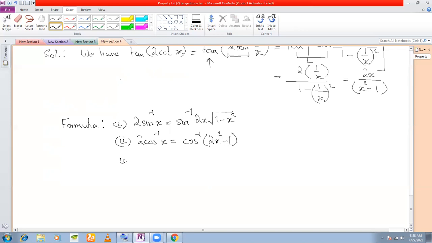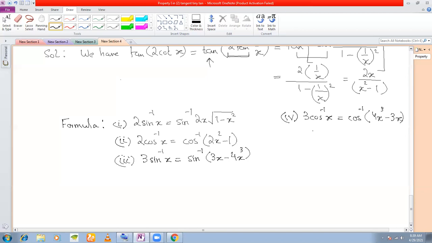Okay. Third one is 3 sine inverse x is equal to sine inverse 3x minus 4x cube. The fourth one is 3 cos inverse x is equal to cos inverse 4x cube minus 3x. Can you recall which formulas we have to use here?